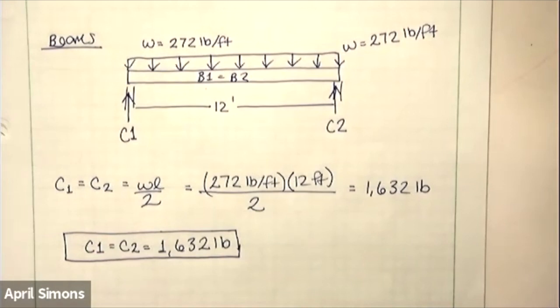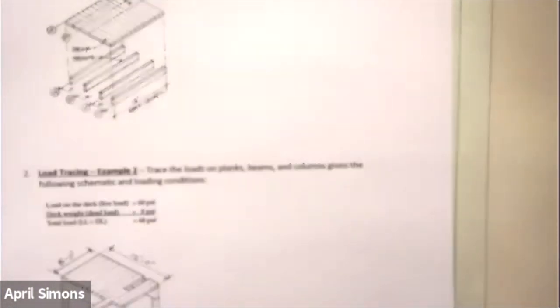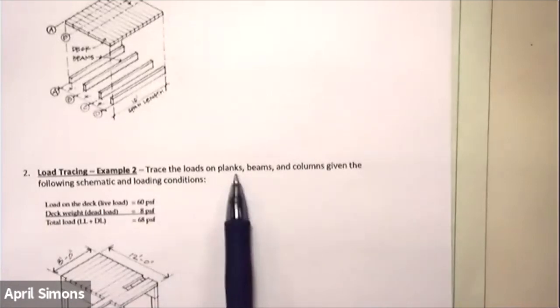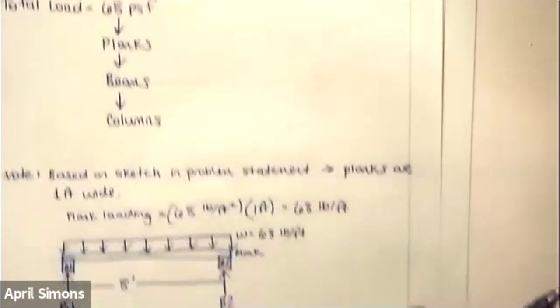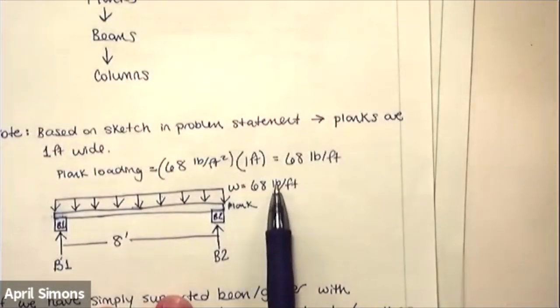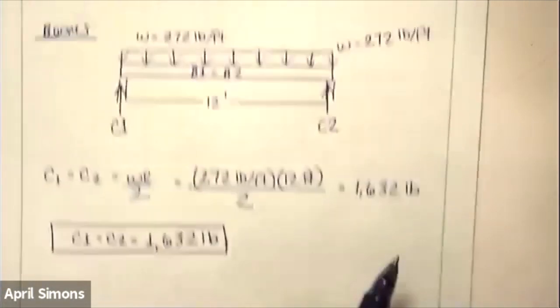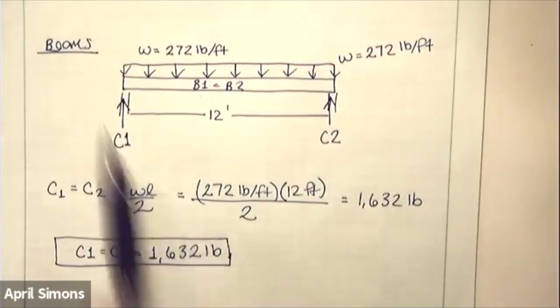Any questions about that? So is that how you write the answer to the problem, or do you just put in the structure elements in that column? That's a good question. It's going to depend on what we're asked for. For this one, we're asked to trace the loads on the planks, beams, and columns. So we started with the planks, and we had to get that uniform load to get the support reaction. Typically what we're looking to show are those support reactions.